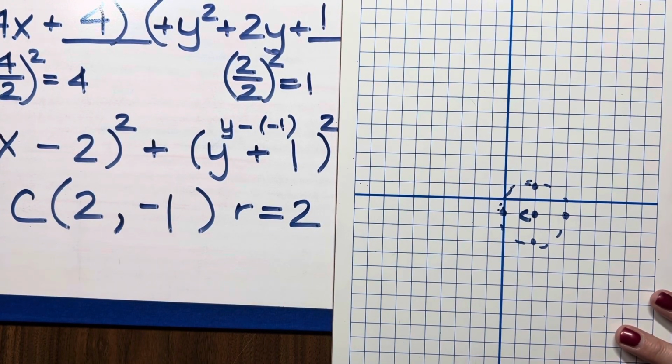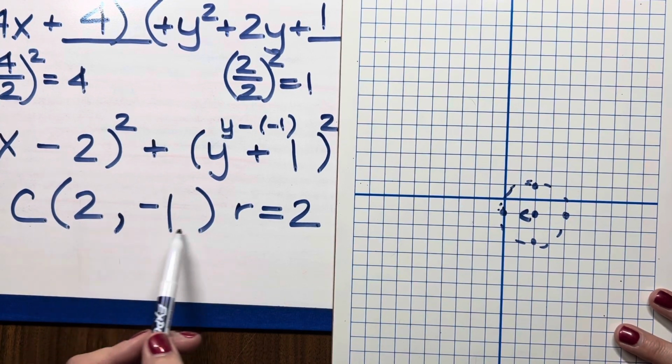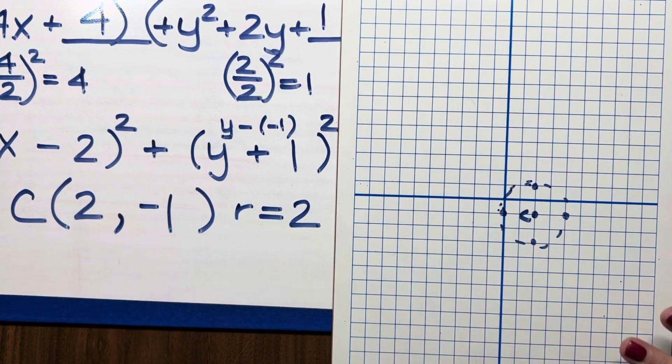So this is how I can complete the square for an equation to get to a circle, to find my center, my radius, and sketch a graph.